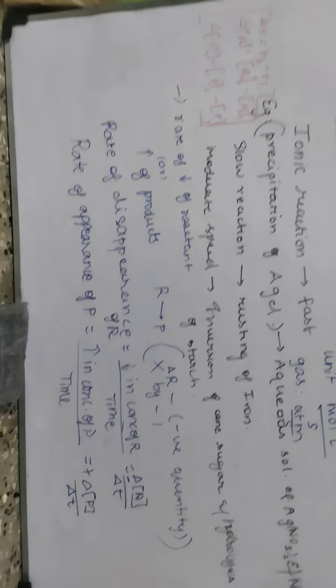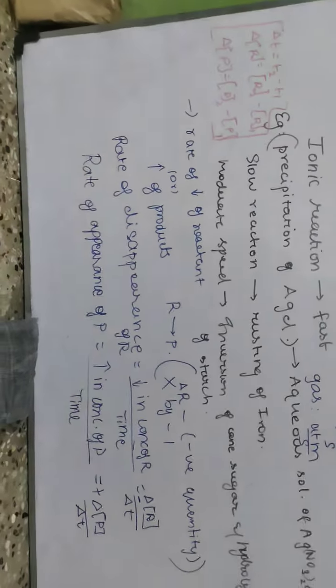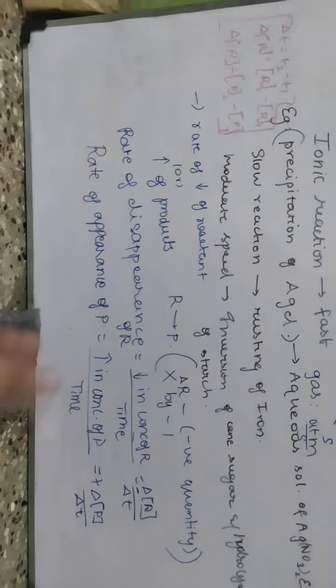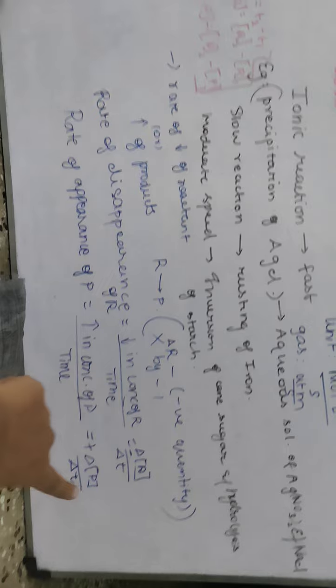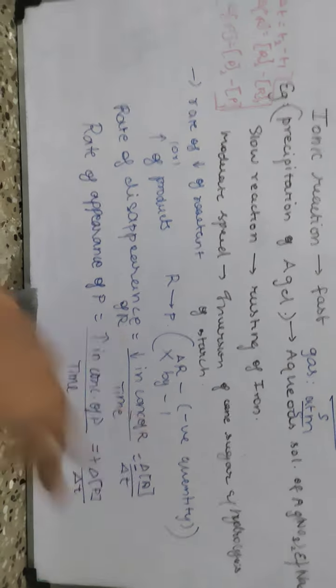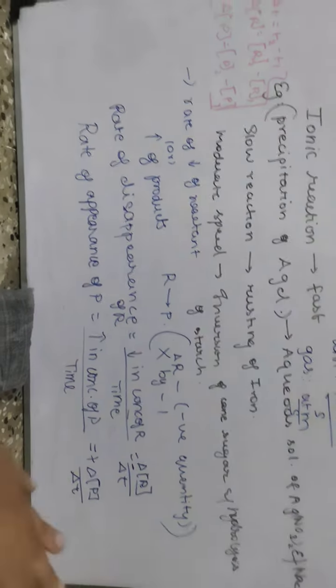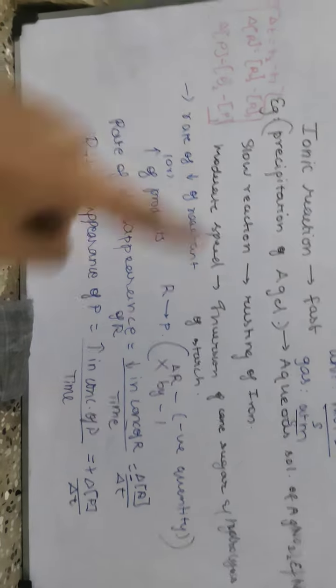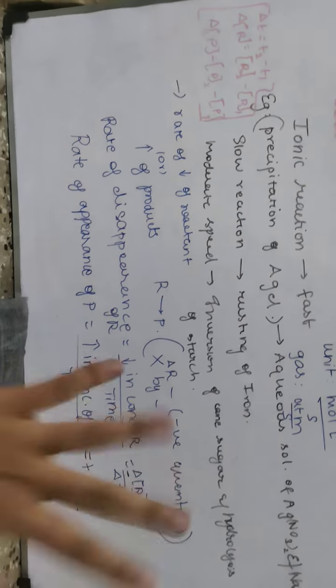Similarly, for the rate of appearance of P, that is the product, the increase in the concentration of product, always the product will increase upon time, correct? So plus delta P upon delta T. Always remember it is concentration upon time. If it is reactant, it is R upon T. If it is product, it is P upon T. But for reactant, remember to put the minus sign.